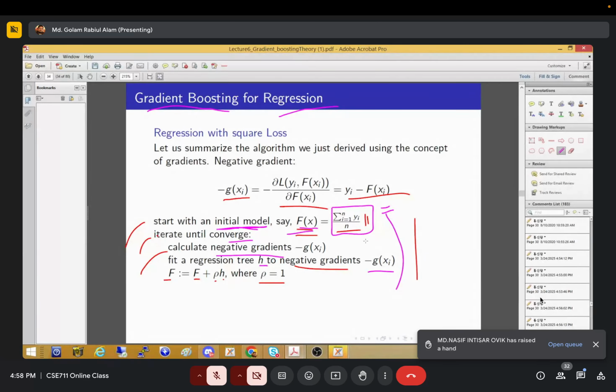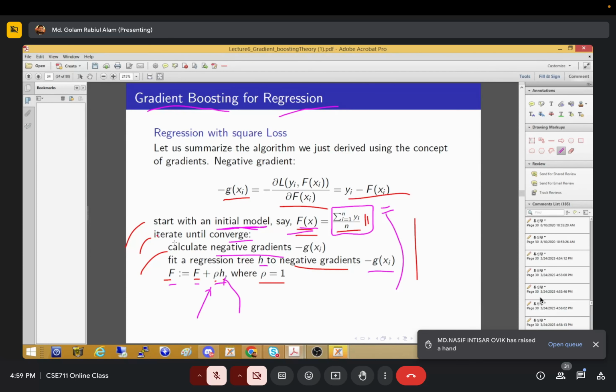So if we build a new model h, then we update the model based on the new model. Here f is our previous value, h is our new value, and here is rho. Rho is our learning rate. You can consider the learning rate equal to 1, but actually this is not practiced. Rho must be some value like 0.01 or 0.001.